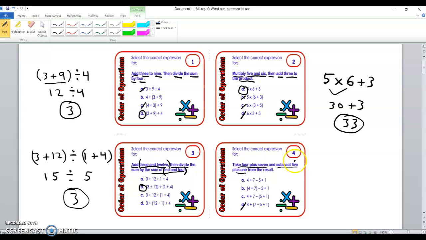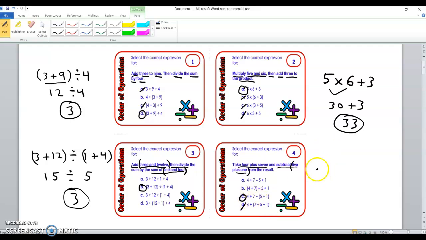If we're subtracting 5 plus 1, this is grouped together. So the 5 plus the 1 will be grouped together, and we have that over here. So C is going to be our answer here. It's very important that we group the 5 and the 1 together because we're subtracting 5 plus 1. It's not subtract 5 then add 1. It's subtract 5 plus 1.